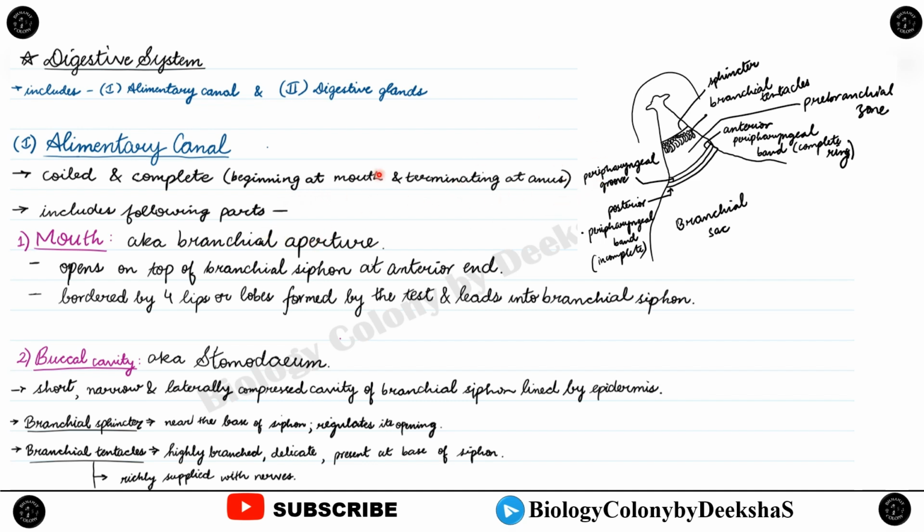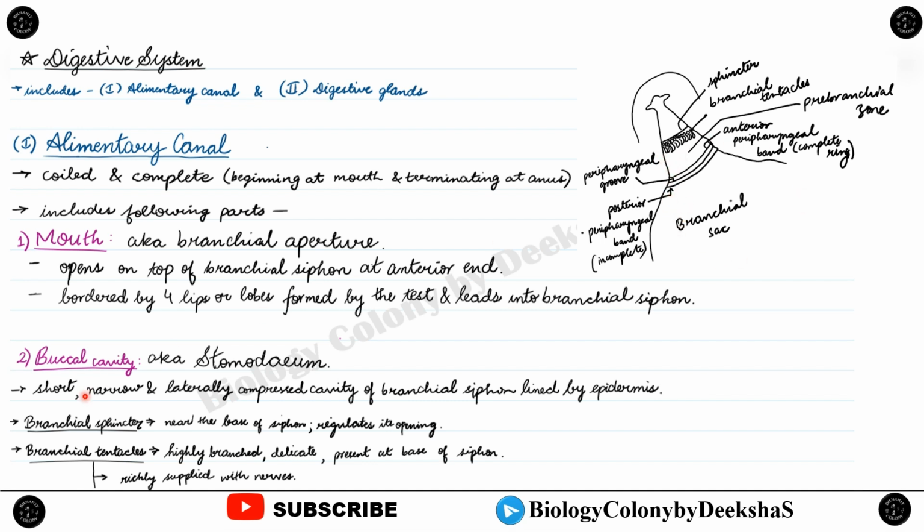It includes the following parts, that is, the mouth, also known as the branchial aperture, which opens on top of the branchial siphon at the anterior end. It is bordered by four lips or lobes formed by the test and leads into the branchial siphon. As you can see in this diagram, here is shown the mouth region or branchial aperture that has four lips, and it opens up into the branchial siphon, which further leads into the branchial sac or pharynx.